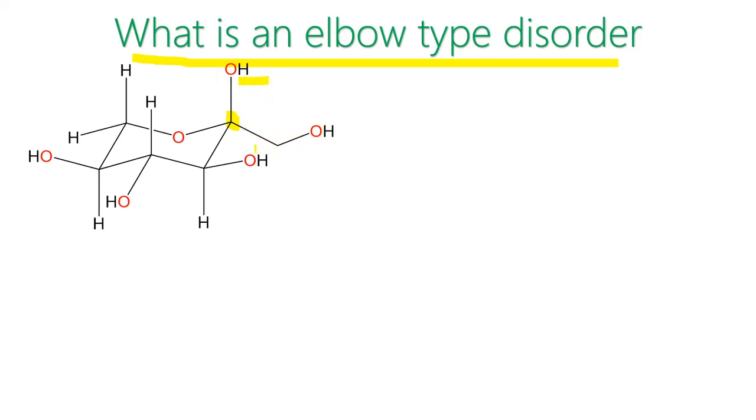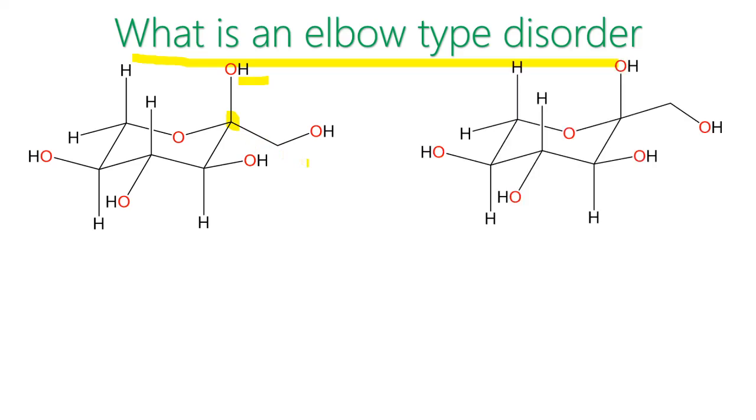This CH2OH group may occupy more than one orientation in the crystal structure, which causes a disorder in the crystal packing. This CH2OH is oriented like this, or it may be oriented like this. So these orientations resemble an elbow. That's why I pronounced it as an elbow type disorder.